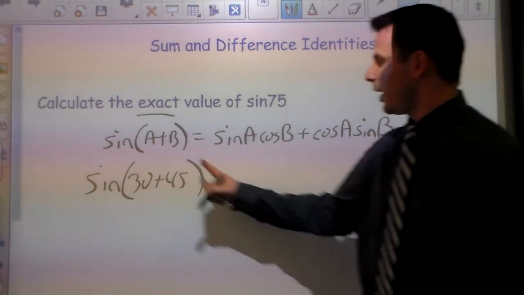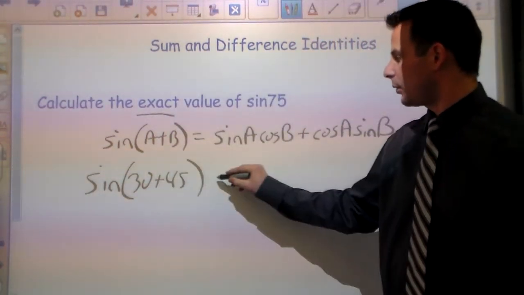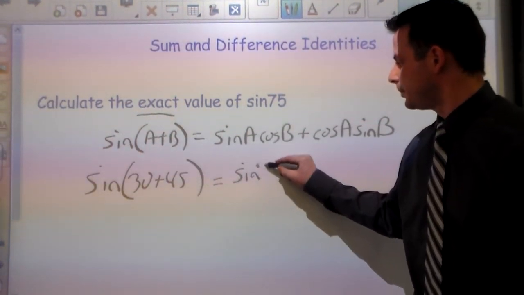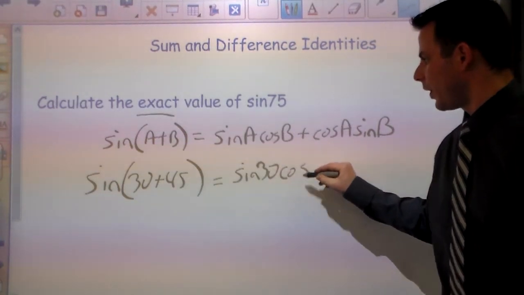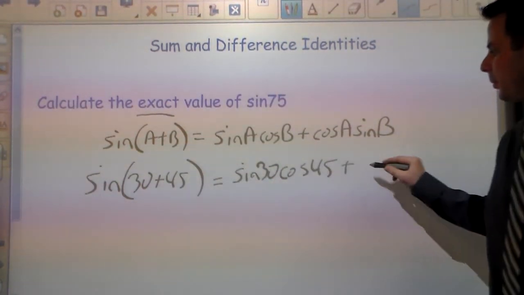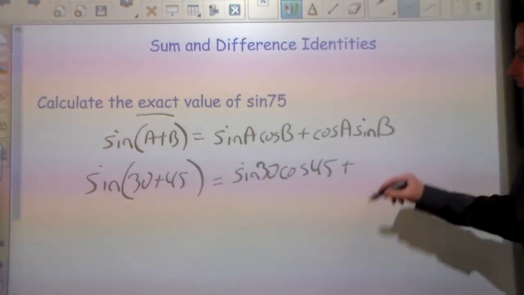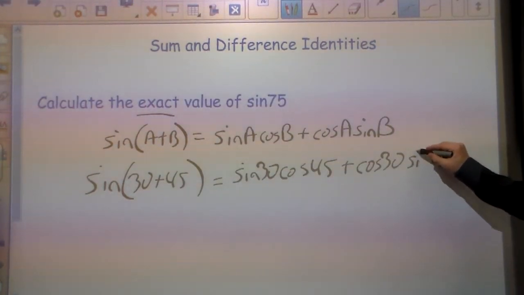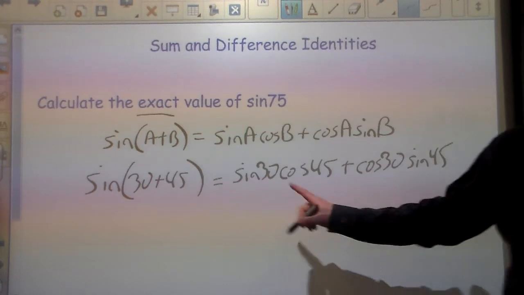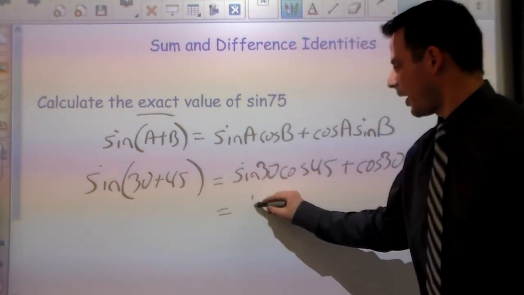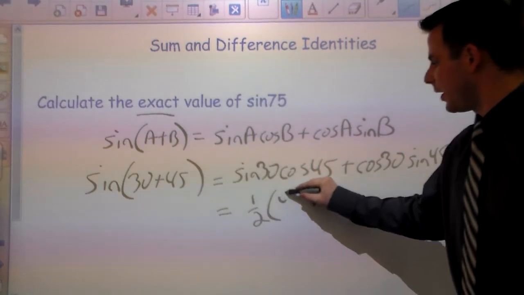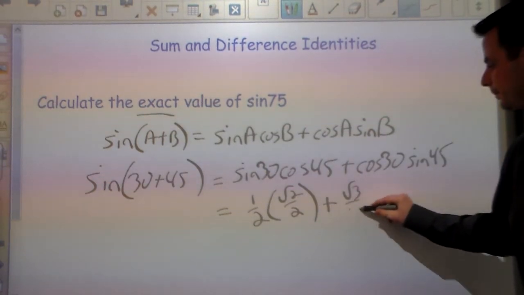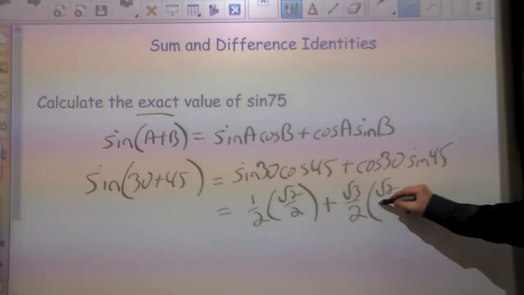All right, so in this case, angle A is 30 and angle B is 45. So I'm just going to plug in wherever I see an A, 30, wherever I see a B, 45. So the sine of 30, the cosine of B, 45, plus the cosine of A is 30, so the cosine of 30, times the sine of B, which is 45. Now these are values that I memorized. Sine of 30 is half, and the cosine of 45 is radical 2 over 2. Cosine of 30 is radical 3 over 2, and the sine of 45 is radical 2 over 2.